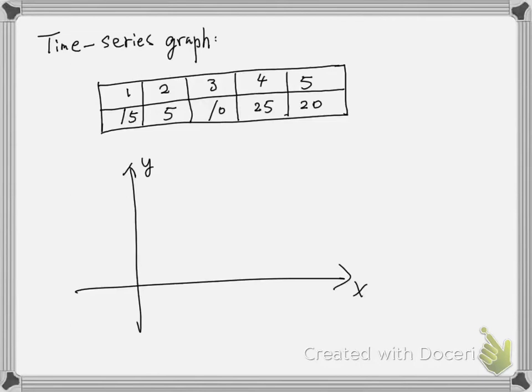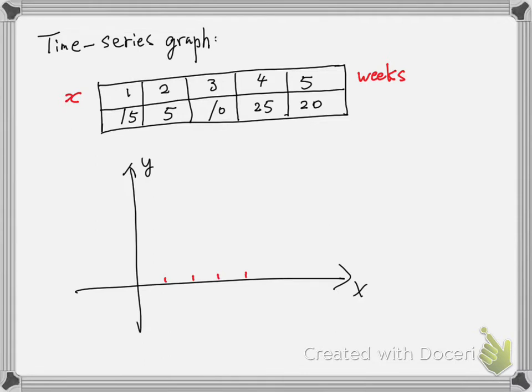Okay, so now let's talk about time series graphs in Math 23. The first row here is 1, 2, 3, 4, 5. It could be weeks, hours, days, months, years. Normally we use the x-axis for the time. So let's say in this example 1, 2, 3, 4, 5 means weeks. Then we label them on the x-axis.